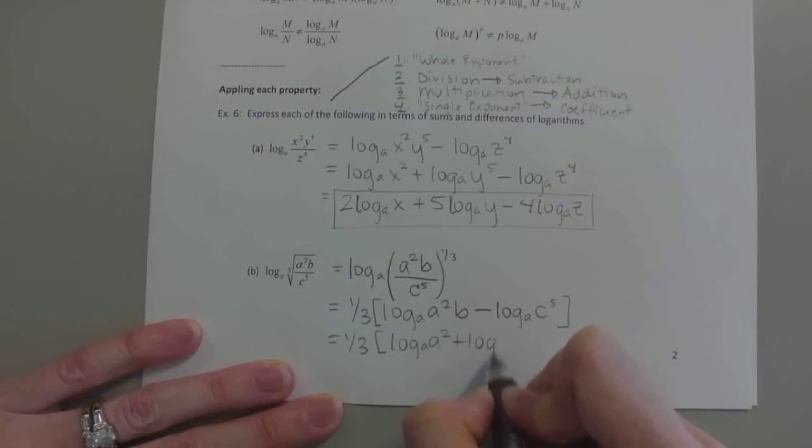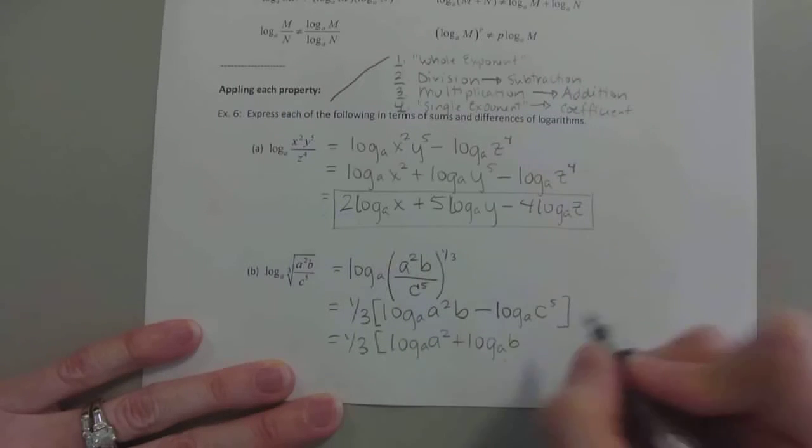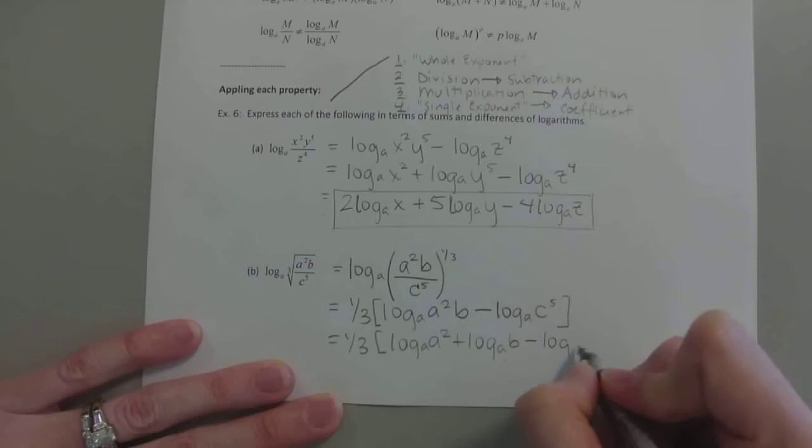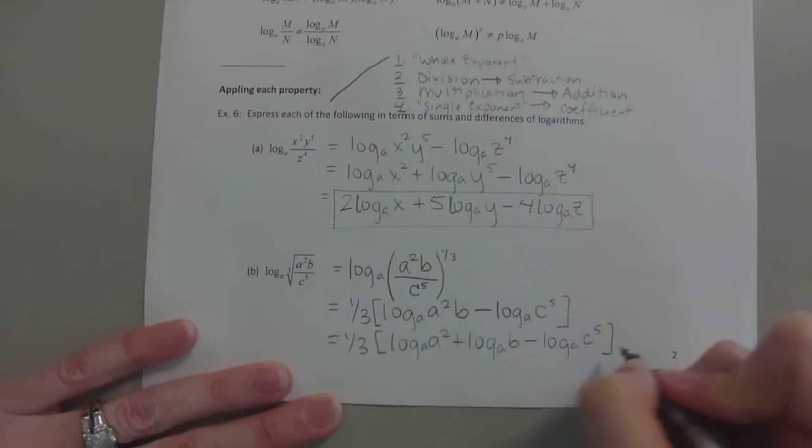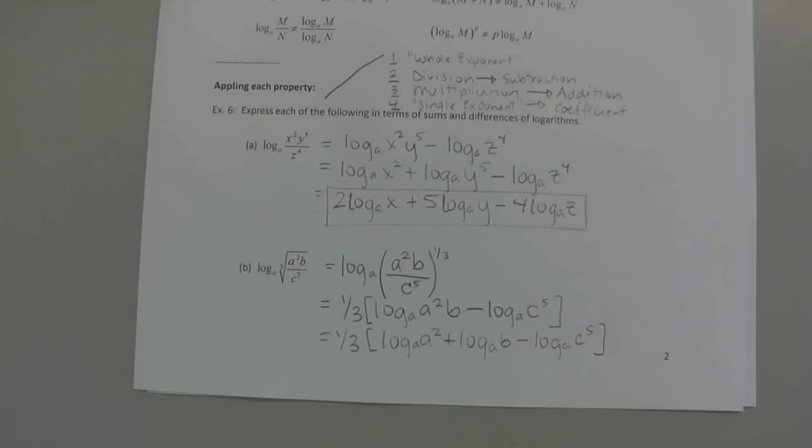What's our next move we have to do, guys? The multiplication. Multiplication, that's going to change to what? Plus. Plus, okay? So the 1/3 will hang out, and this will change to log base a of a squared plus log base a of b minus log base a of c to the fifth.